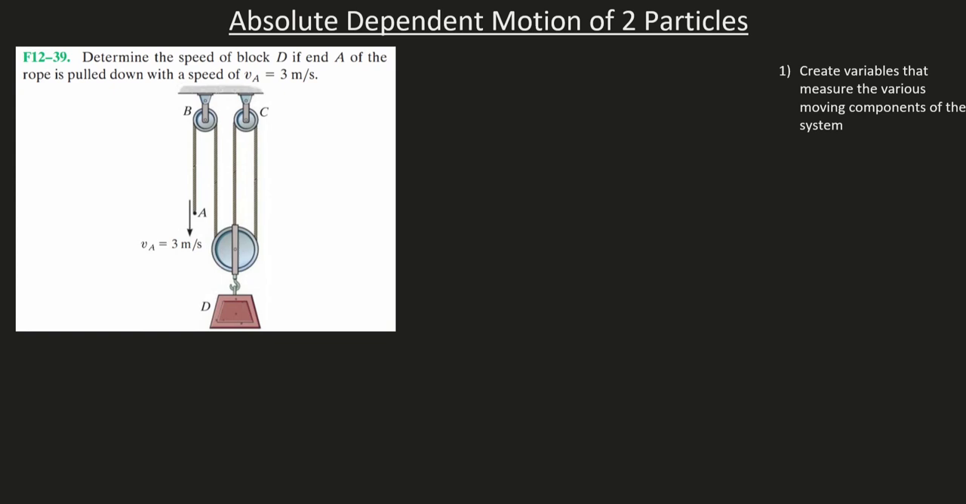We need to determine the speed of this block if we know that we're pulling down this rope point with the speed of 3 meters per second. And our first step is to create variables that measure out the various moving components of the system. So, we only have 2 things here that are moving. One is this point right here, and another is the block that I'm concerned about.